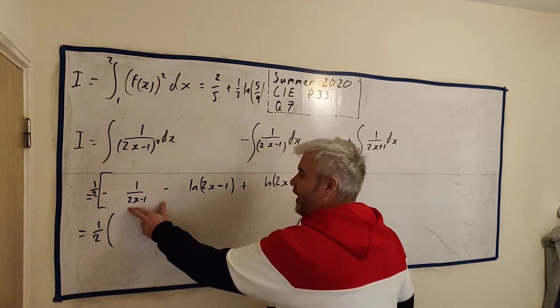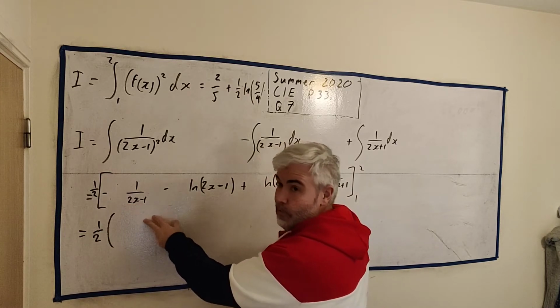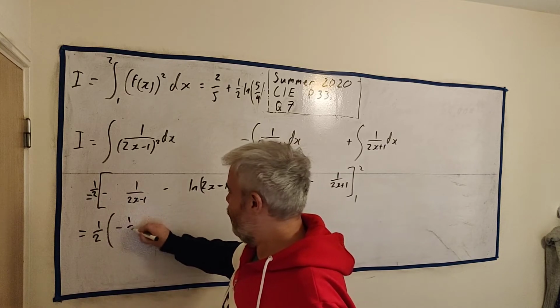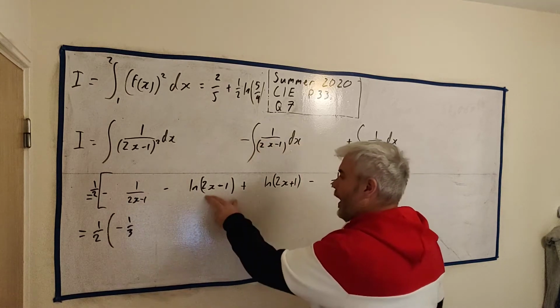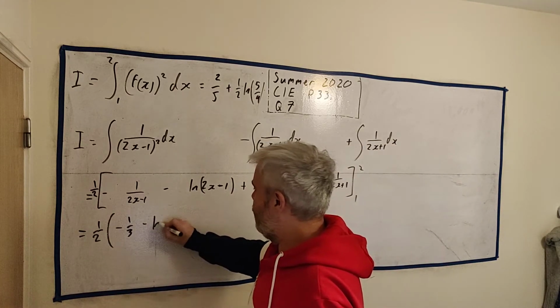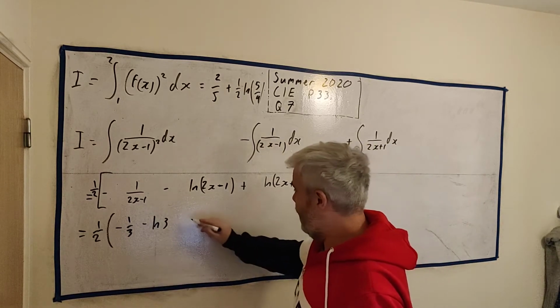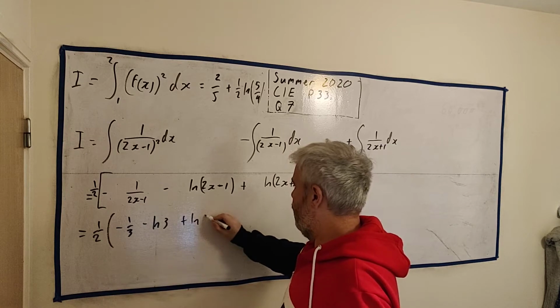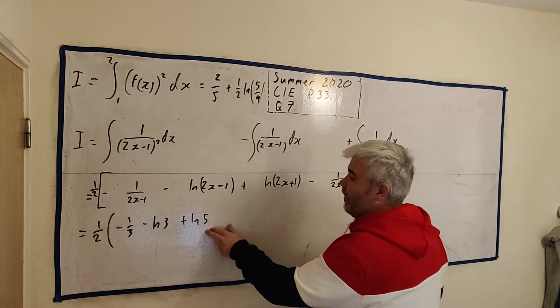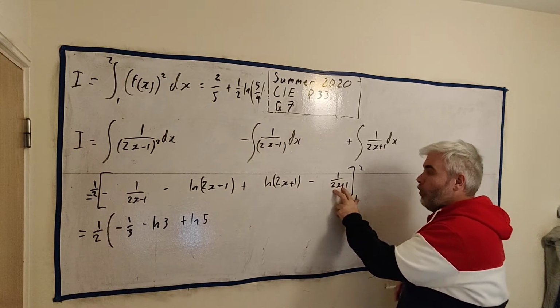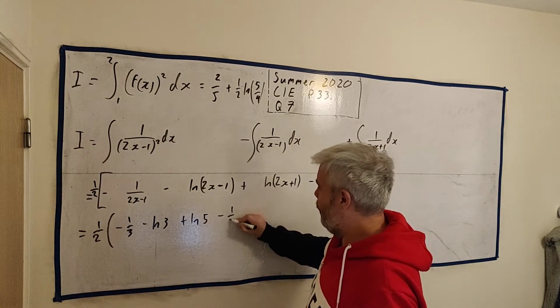We will get 2 2's minus 1 is 3. So we'll get a minus a third. We'll get minus natural log of 3. We'll get, this will be 5 now. We get plus natural log of 5. 5 over, okay, still not appearing. We'll get 1 over 5 here. Minus 1 over 5.